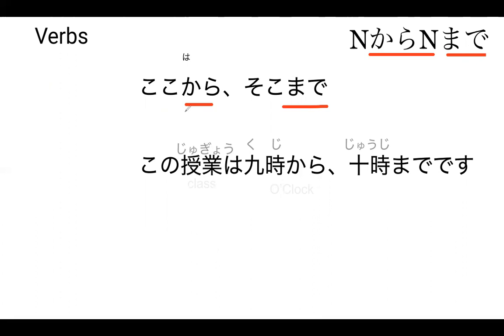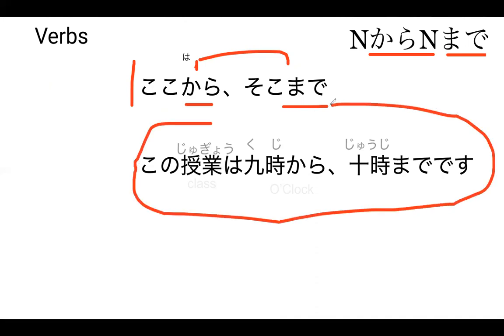Like karada? That sounds similar, karada, but it has no relation at all. A sentence that might use kara and made would be koko kara soko made, which means from here to there. For example, someone might say I love you so much from koko kara to soko made. A better sentence that uses kara and made is this one.